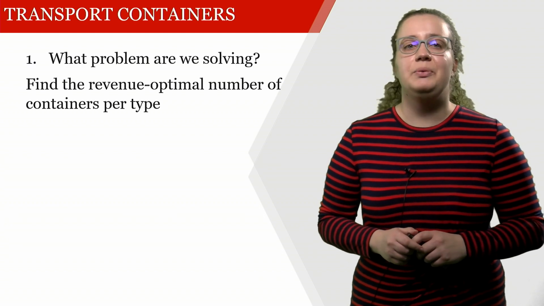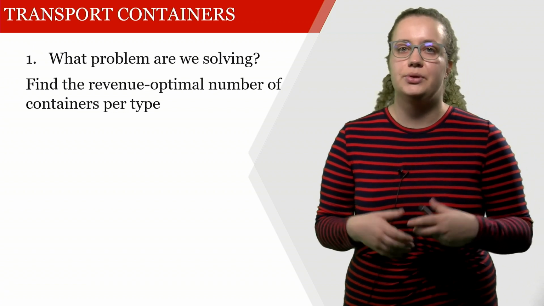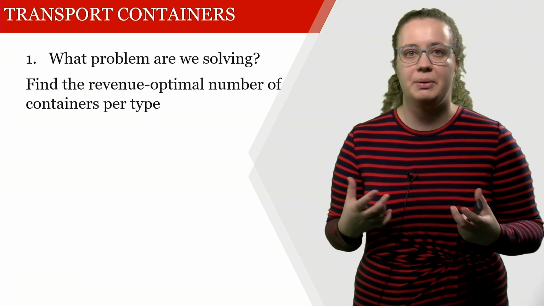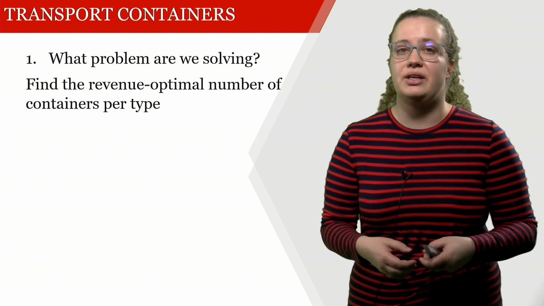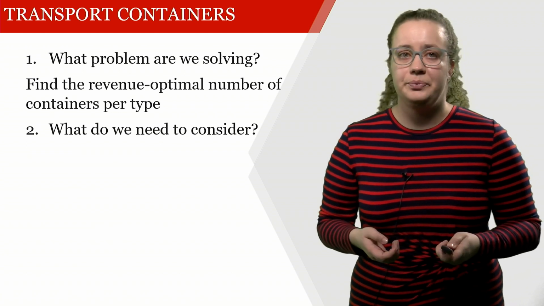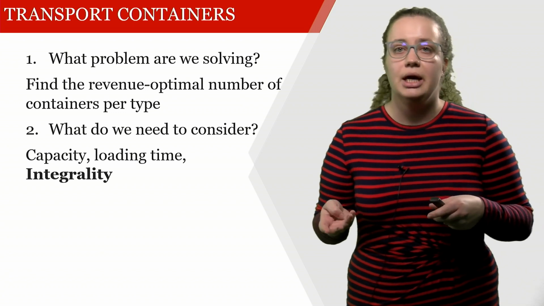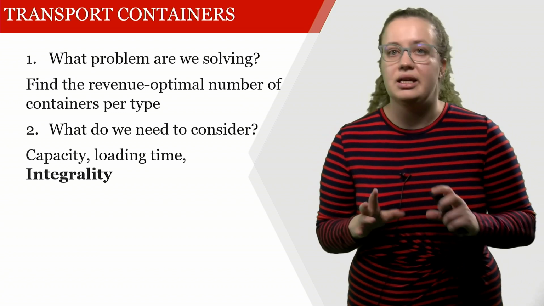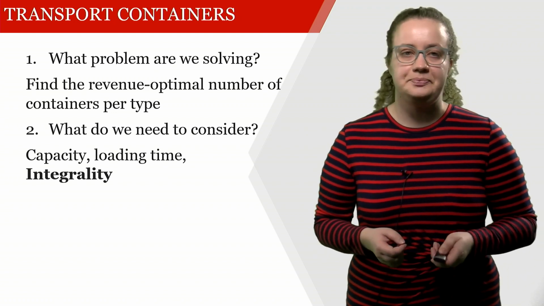So what is the problem that we're trying to solve? We would like to find the revenue optimal number of containers per type. So not as in the sand and coal case where we wanted to find the revenue optimal amount, now we're trying to find the revenue optimal number. What do we need to consider? Obviously we still have the capacity constraint and the loading time constraint, but additionally we have integrality. And I will show you in just a slide from now what this actually means.